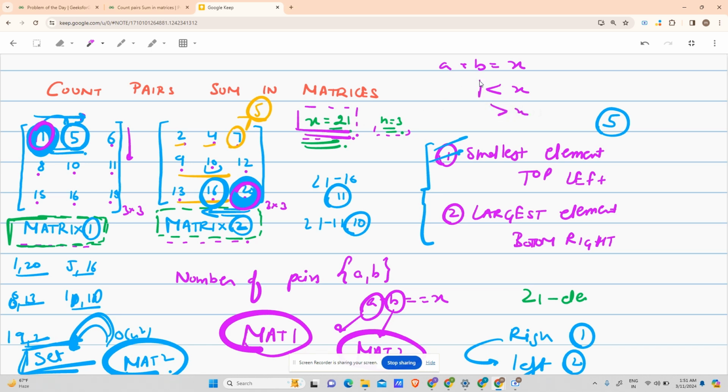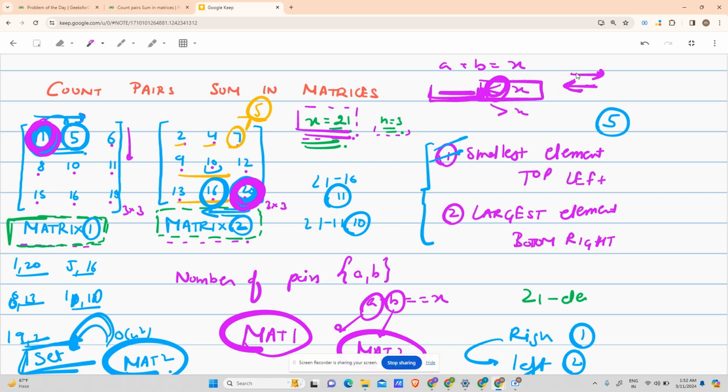So let's analyze the less than x condition. Whenever you encounter less than x, that means you have to increase this side, the LHS, so as to meet x, right? To increase this term, will you move right or will you move left? Obviously right. Why right? Because right is always increasing, given to us in the question, that the matrices are sorted.